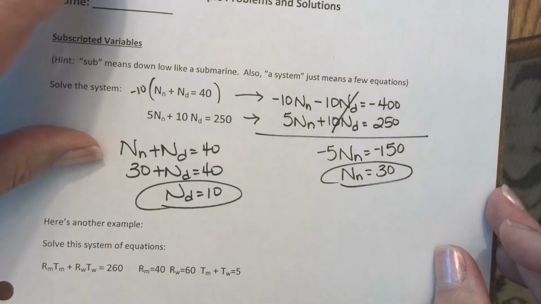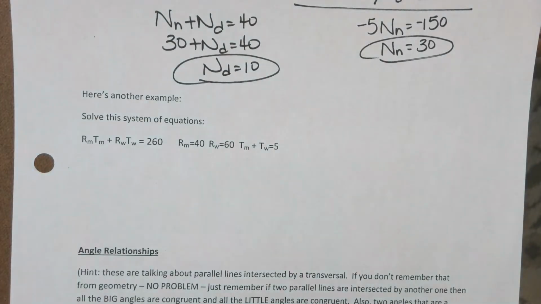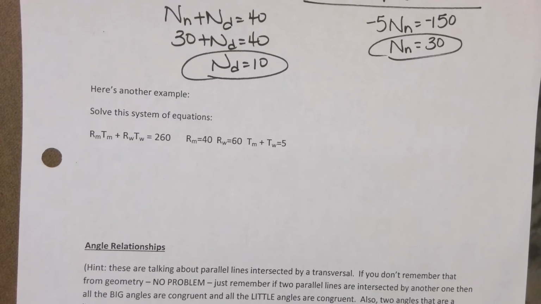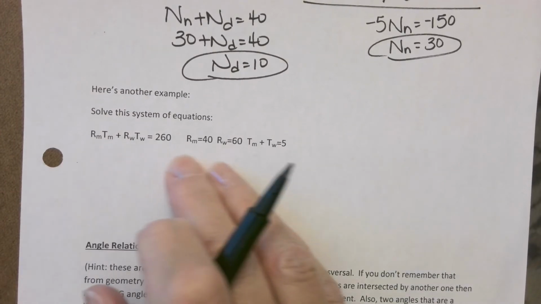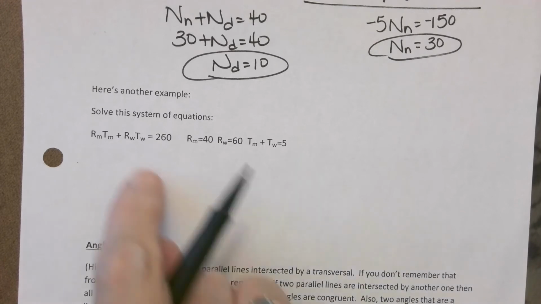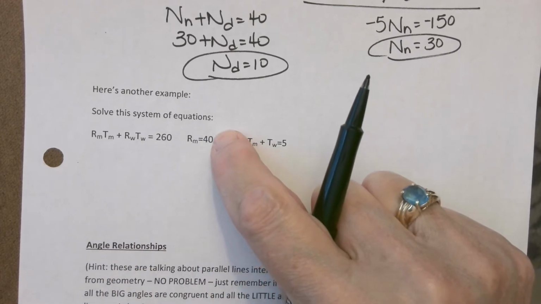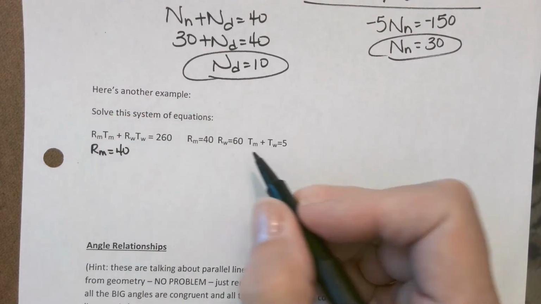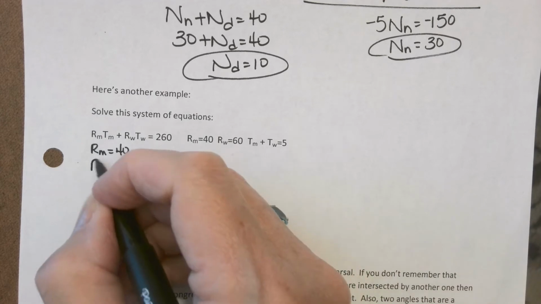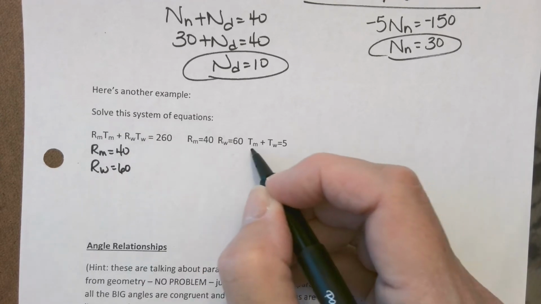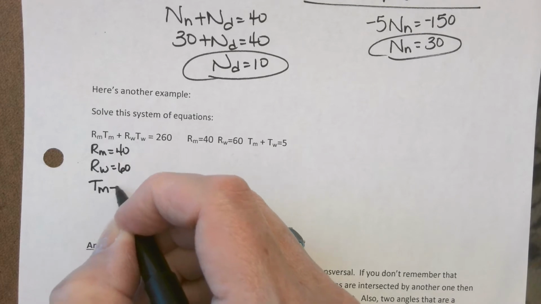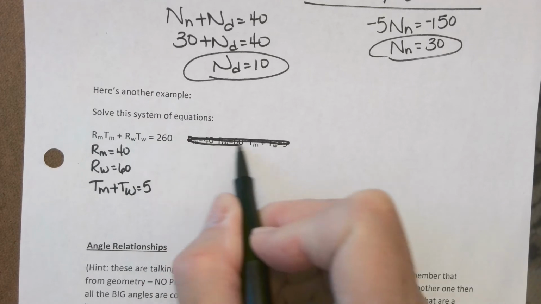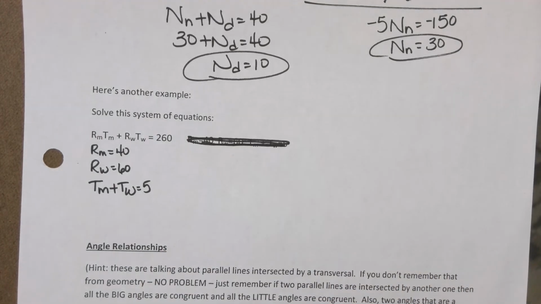Okay, and here's another example with subscripts. So they give you these kind of equations in the book. Now, let me tell you, the first thing I'm going to tell you is don't copy it down like they have it in the book like that. Copy the first one, then go to the second one and copy it underneath like this. R sub m equals 40. Okay? Then go to the next one and put R sub w equals 60. Then when you copy down the next one, put T sub m plus T sub w equals 5. So that it doesn't look like it does in the book. That's very confusing. Okay? They do that just for printing purposes.